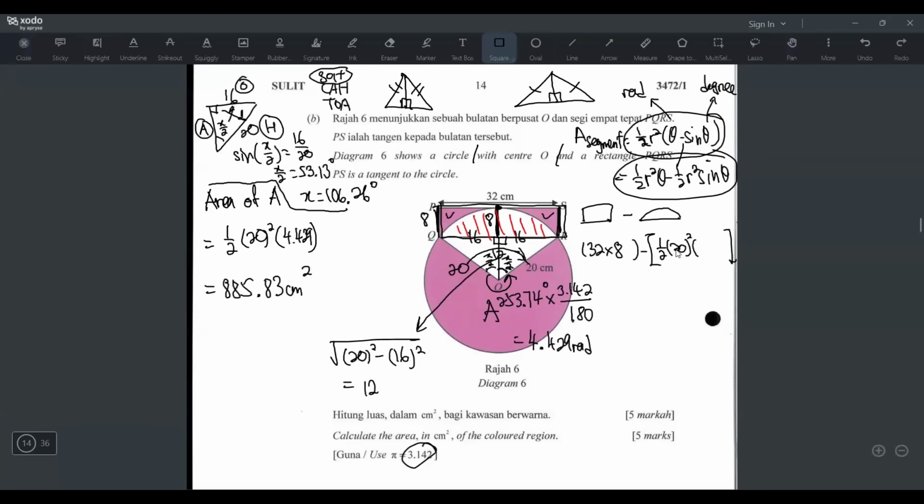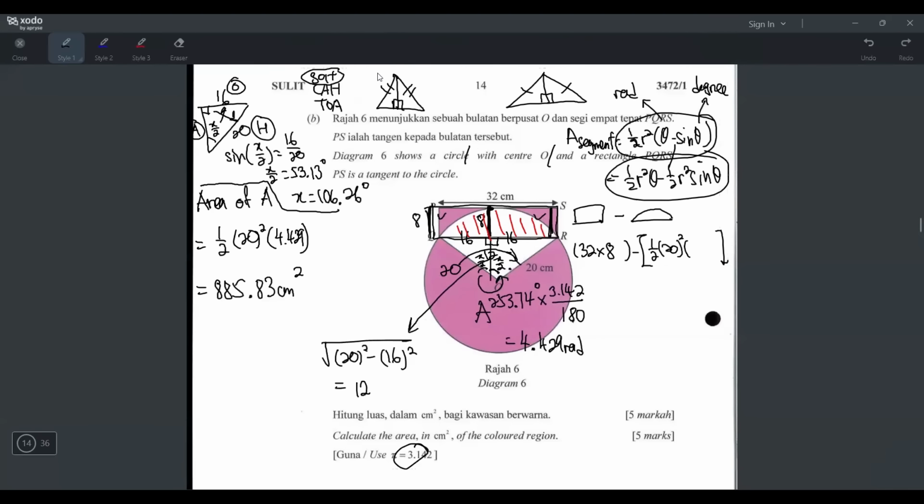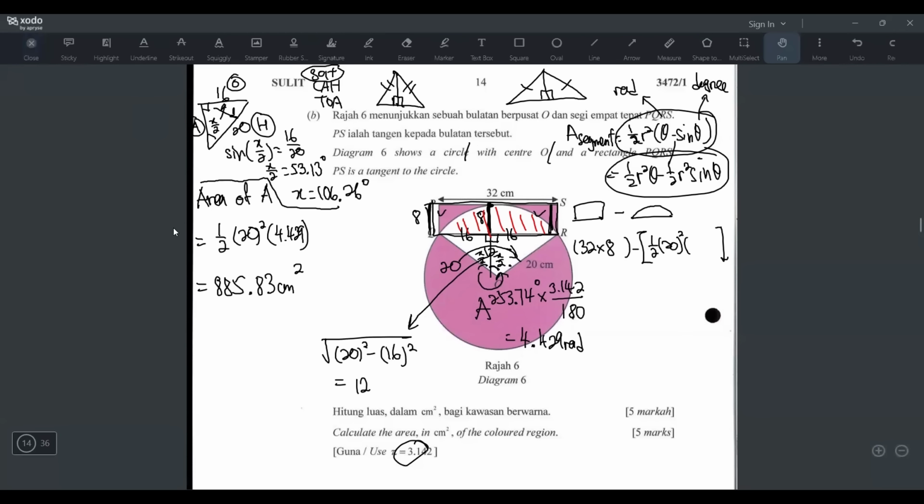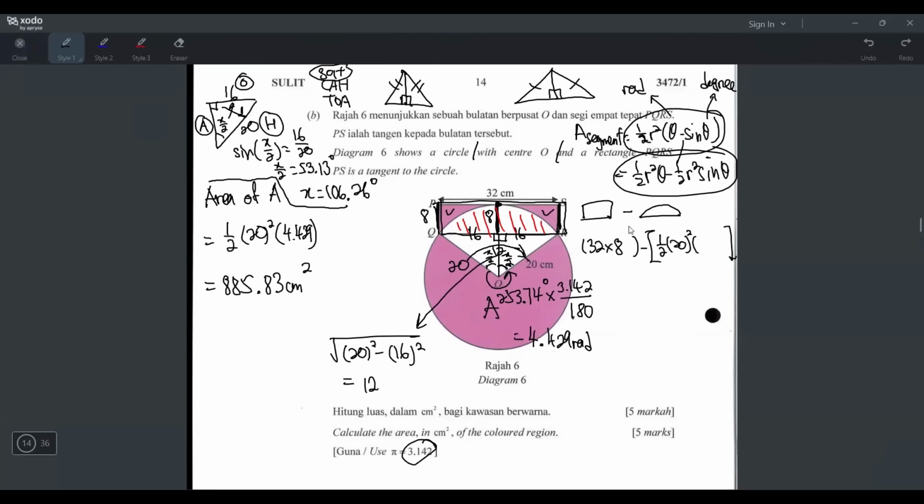Okay, let me make space. Let me write again. So this one is 32 times 8 minus, big bracket, 1 over 2, r square is 20 square. And then this one theta minus sine theta. So you already know the angle from here to here in degree is 106.26. But this one you have to write here at the sine. So sine 106.26. But this theta here you have to write in radian. So you have to convert this one to radian.